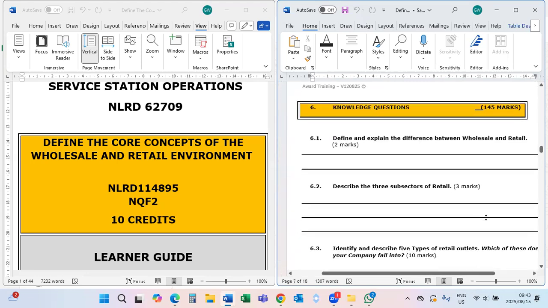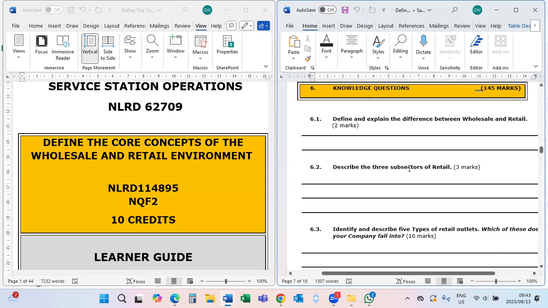Okay, let's have a look at the questions here. Define and explain the difference between wholesale and retail. So wholesale is when you're purchasing in bulk, like from Macro or from a supplier, whereas retail is when you're selling to consumers. That's the answer for that one there.